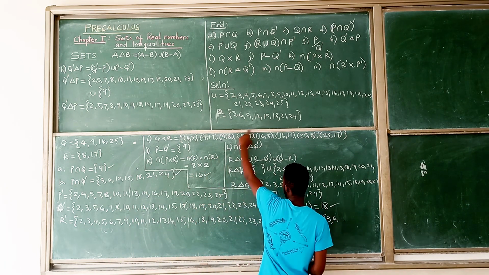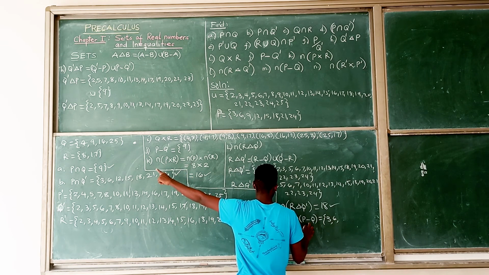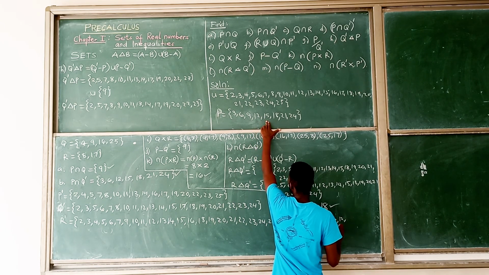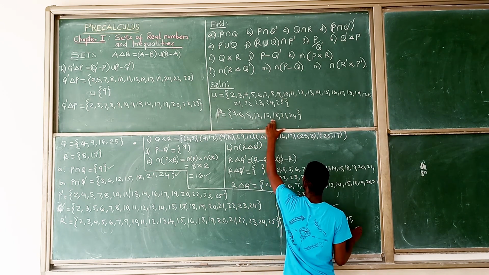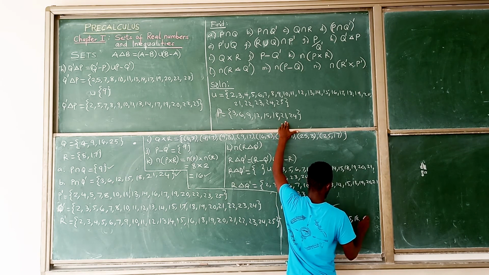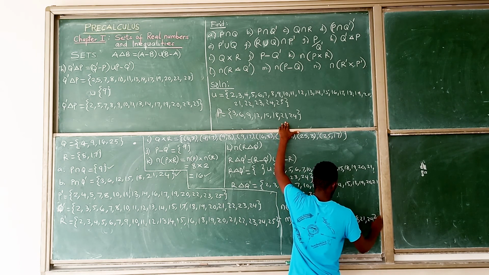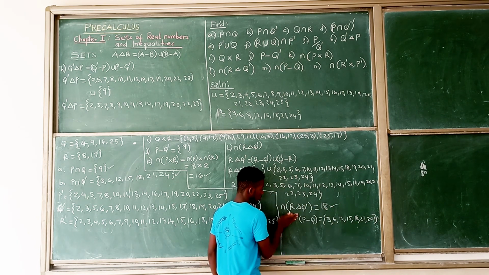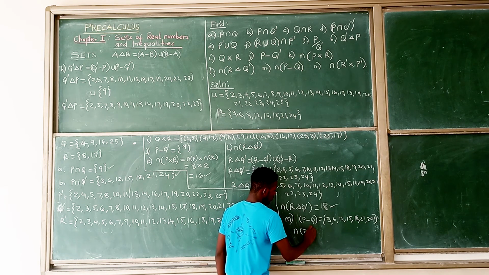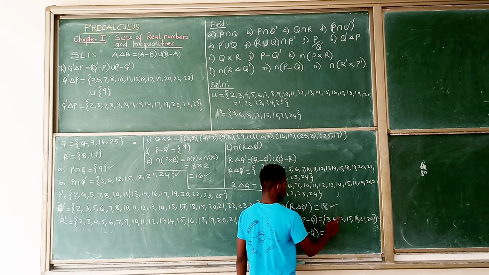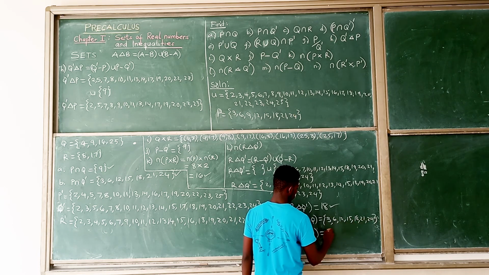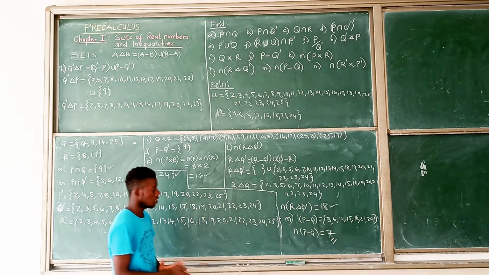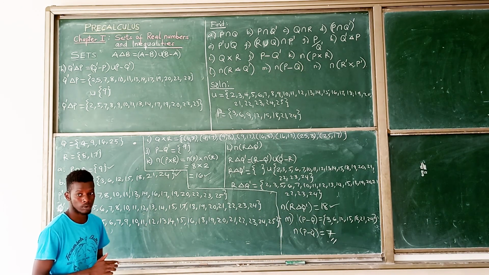Notice that 9 is here, 9 is here, so it doesn't form part of the difference. 12 is in P and is not in Q. 15 is in P and is not in Q. 18 is in P and is also not in Q. 21 is in P and is not in Q. And 24. So what is the number of elements in this set? The number of elements in P minus Q is 1, 2, 3, 4, 5, 6, 7. So there are 7 elements in P minus Q.